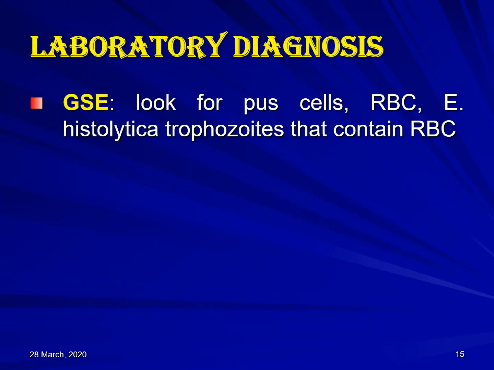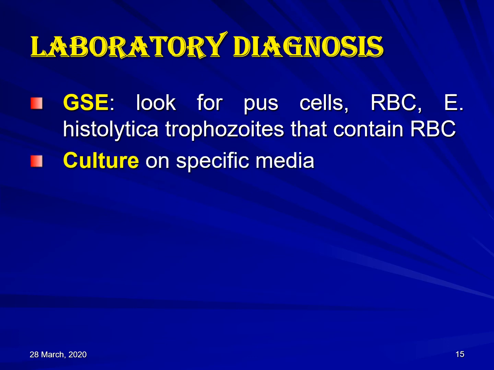In the laboratory diagnosis, we can send for general stool examination looking for basal RBCs and intermediate trophozoites that contain RBCs. When the general stool contains RBCs more than pus cells, this is in favor of amoebiasis, sorry, and when it contains pus cells more than RBCs, this is in favor of shigellosis. Also, we can send for culture and sensitivity.